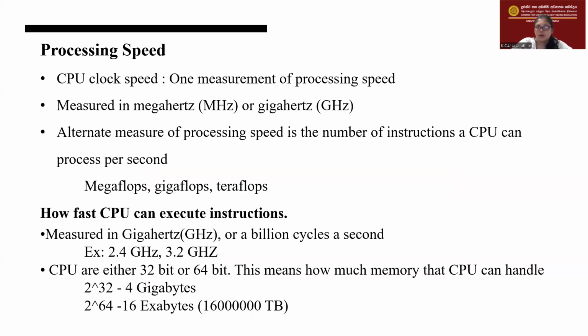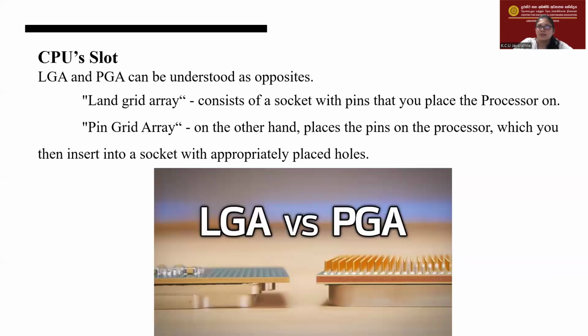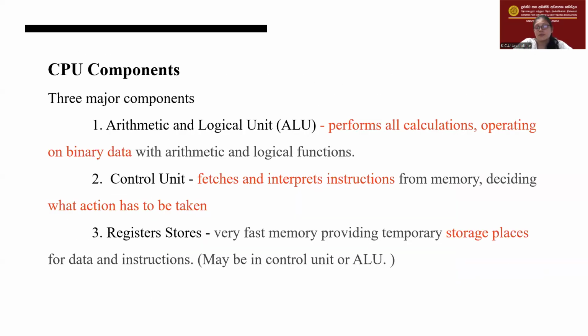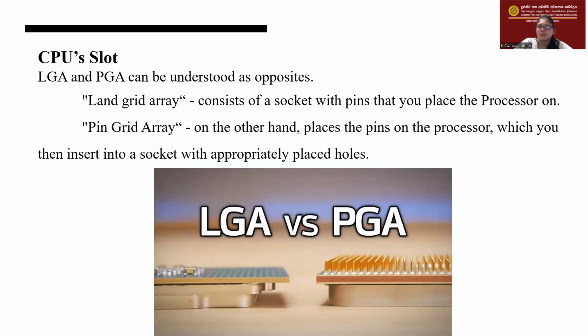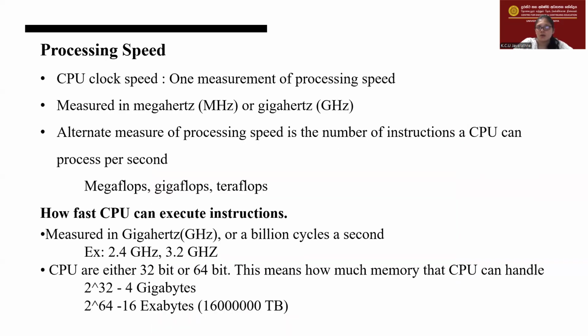Then we move on to the processing speed. First we identified the CPU components. Then we moved on to the CPU slots. Then we are going for the processing speed. What is this processing speed in CPU?